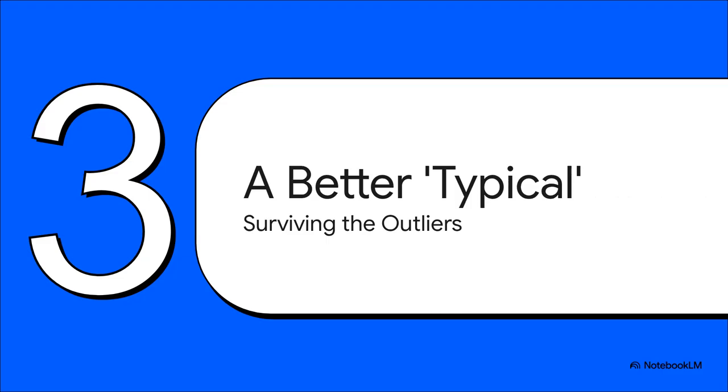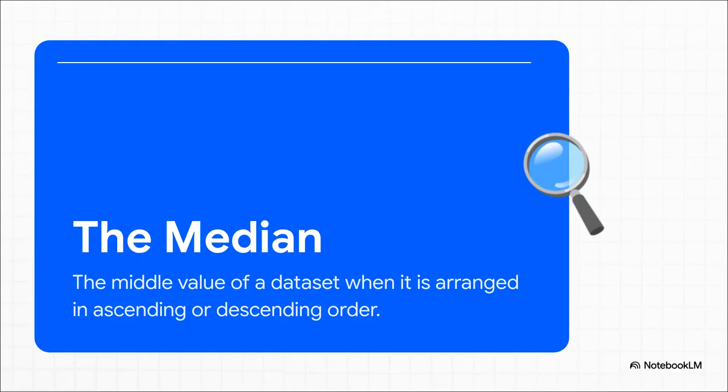Okay, section 3. So if the mean is so easily messed up by outliers, what are we supposed to use instead? We clearly need another tool, one that can give us a much better sense of a typical value, even when our data has some wild, extreme numbers in it. And this is where the median saves the day. The median is super simple. It's just the middle value when you line up all your data points from smallest to largest. That's it. By its very design, it completely ignores the crazy high or low values at either end. It just finds the true middle of the road.